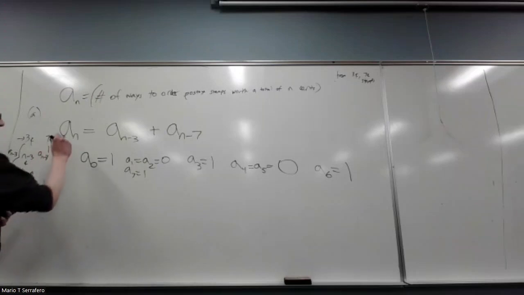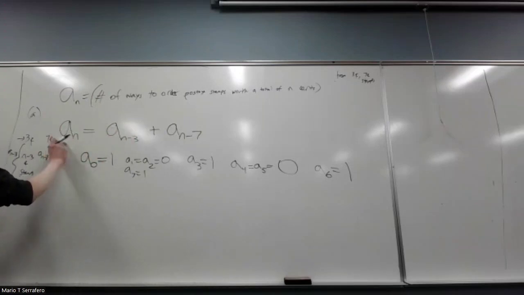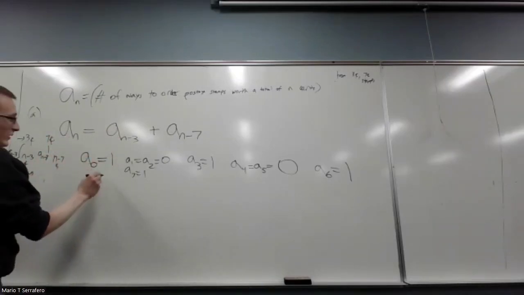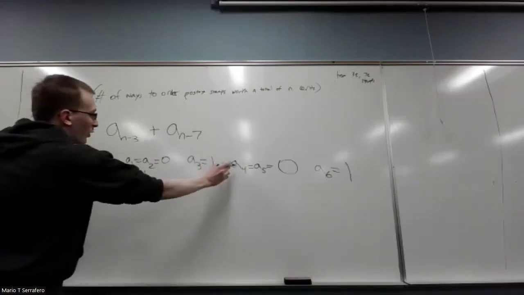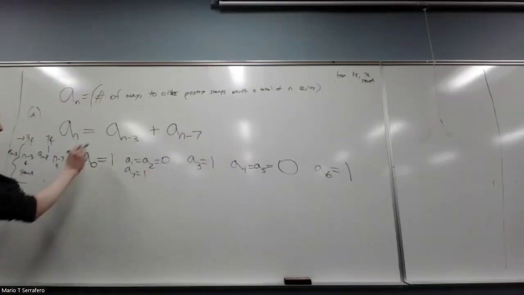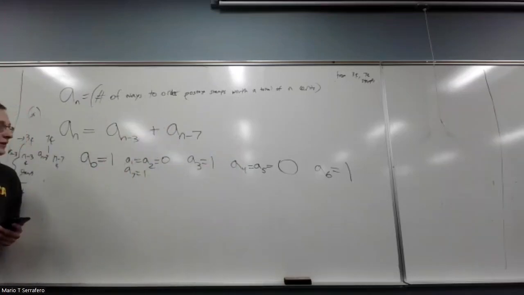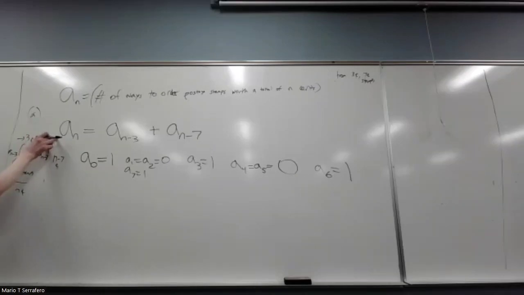But we can also verify by plugging it in that this recurrence holds up, that a sub 7 is going to be equal to a sub 4 plus a sub 0. A sub 4 is 0, a sub 0 is 1. So this right-hand side also checks out, as a sanity check, that once we start with 7 cents, there's one way to complete it, which is to do nothing.